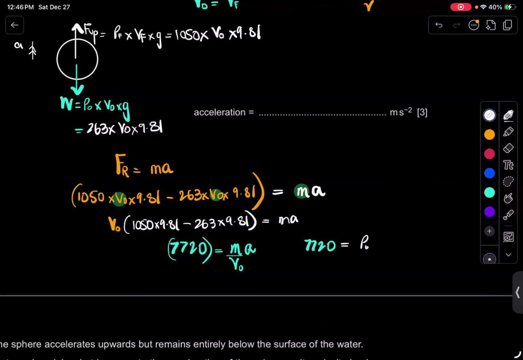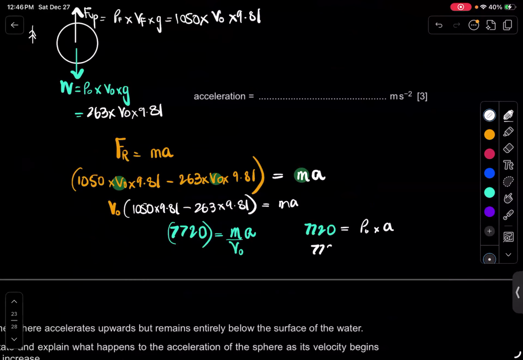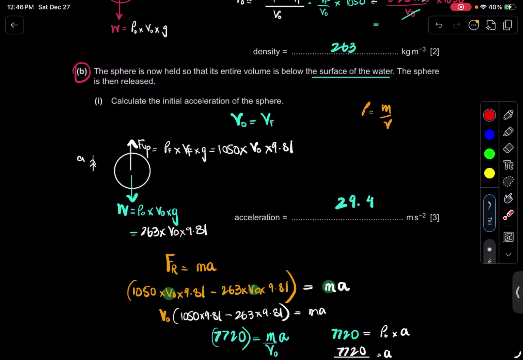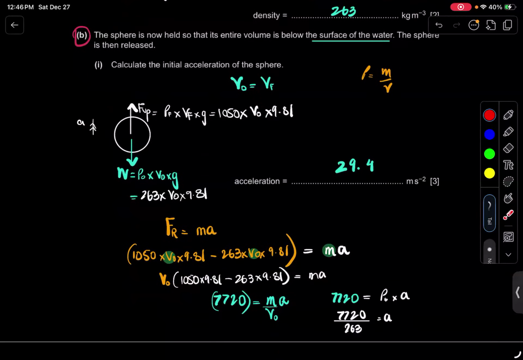So 7720, that's exactly what you've got to figure out. 7720 is equal to the density of the ball times acceleration, right? And we already know the density of the ball, 263. So 7720 divided by 263 is equal to acceleration. That's it. Whenever you see familiar variables, that's absolutely what you've got to do. You've got to connect them together, and you've got the answer. Voila. So 29.3 or 29.4 meters per second squared is the initial acceleration. Always try to make an expression, regardless of whether you know the variable or not. Sometimes you might get it cancelled out at the end, and it will be very satisfying when that happens.